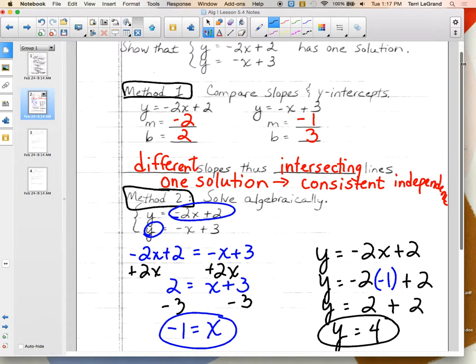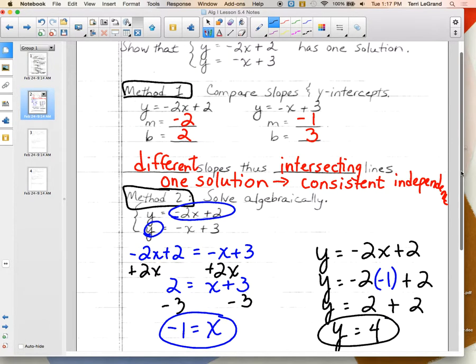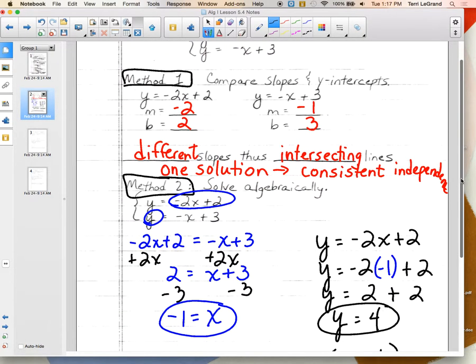If you use method 1 and they're already in slope-intercept form, is that more efficient than solving algebraically? I think it actually is. You just have to identify slope and y-intercept and say, here's the deal. I got different slopes. That tells me I have intersecting lines. That means there's one solution. That means it's a consistent, independent system. So that's all the work that you'd have to show for that, if you use method 1.